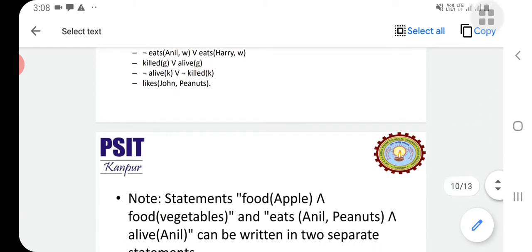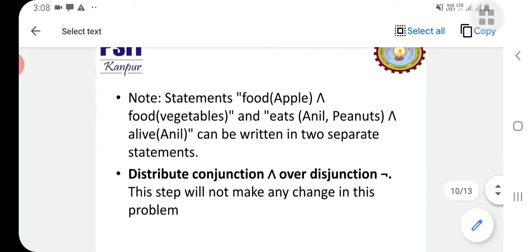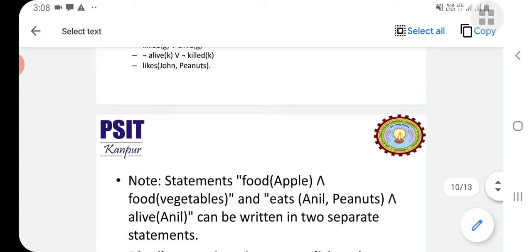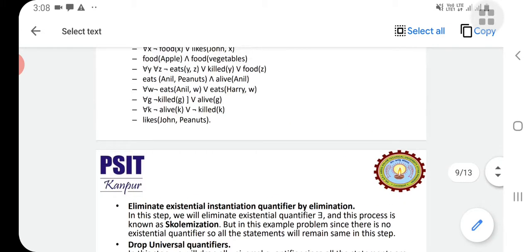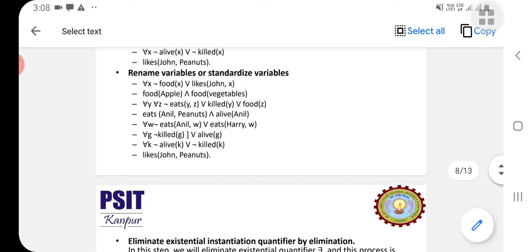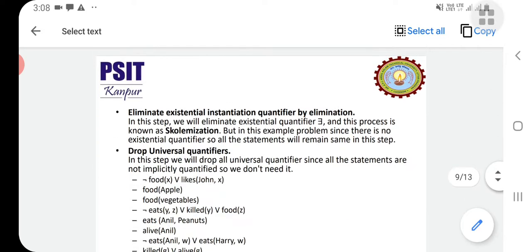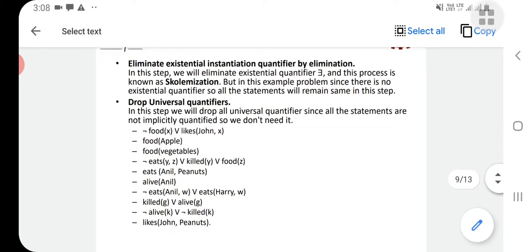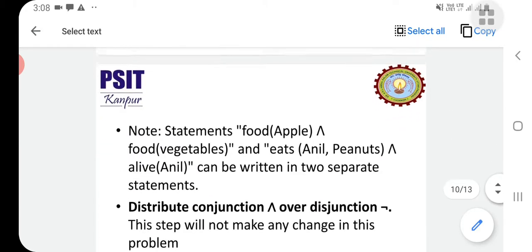You can easily understand. See, one note is given: food(apple) and food(vegetable). If you are using food(apple) and food(vegetable) and eats(Anil, peanuts), you can write this statement as two different statements. In this case, the single statement food(apple) and food(vegetable) can be broken into two statements: food(apple), which is a single atomic statement, and food(vegetable), like in this solution, step 2, step 3, right?